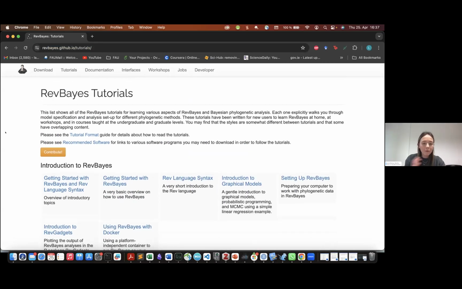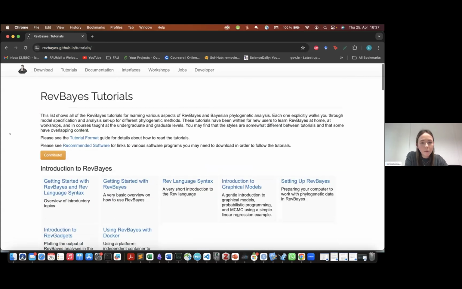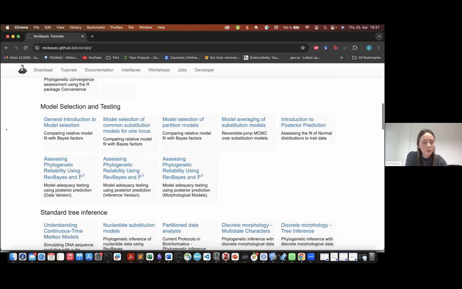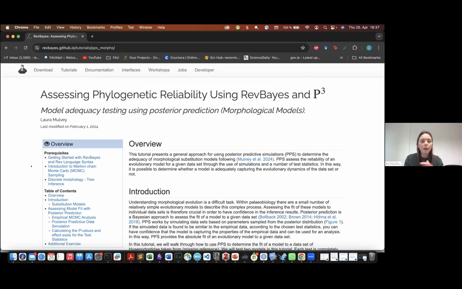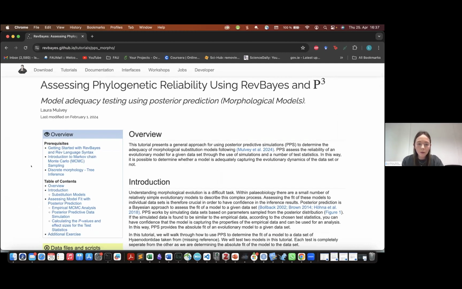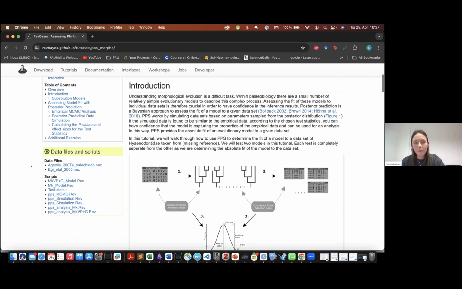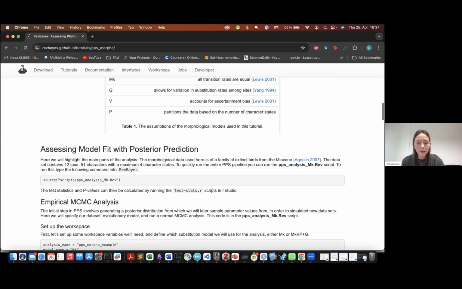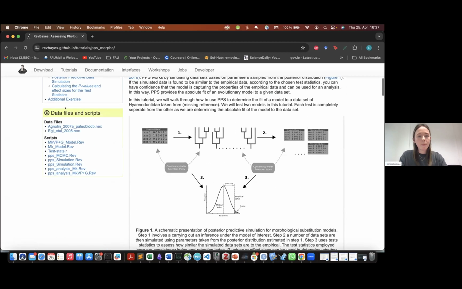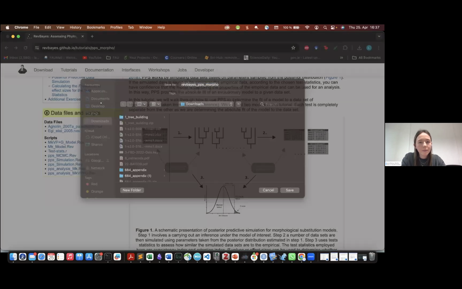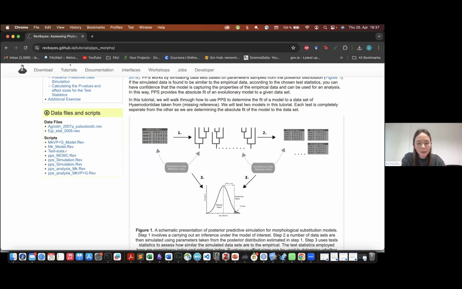So this is the RevBase website, and there are loads of tutorials here for running different analyses and getting started with the software. This is the one that I made for doing this model adequacy testing, specifically with morphological models. It explains the different steps of how to go through the analyses. You can download these files here, and it will give you everything you need to run an analysis.